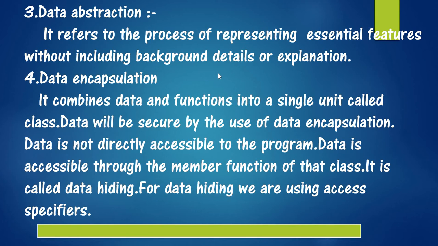Data abstraction means it refers to the process of representing essential features without including background details or explanation. It is representing only the essential features, or only those icons, without including the background details. Without including more details or explanation. It is just representing only the essential features. That process is called data abstraction.